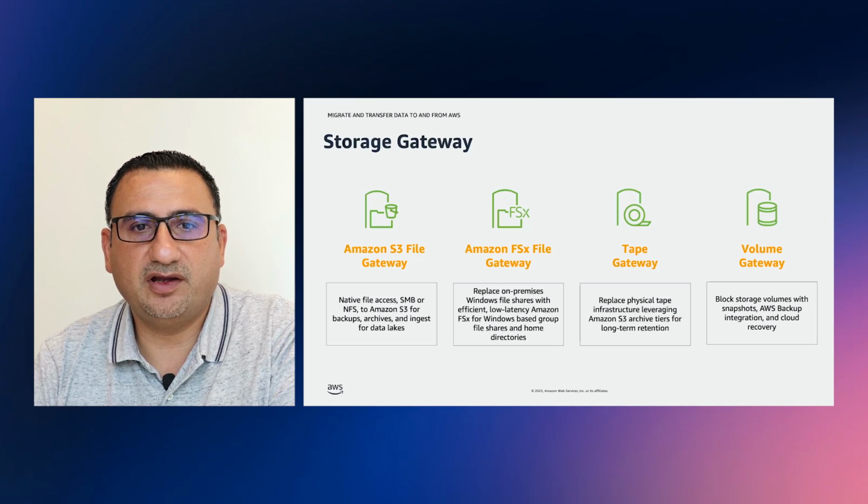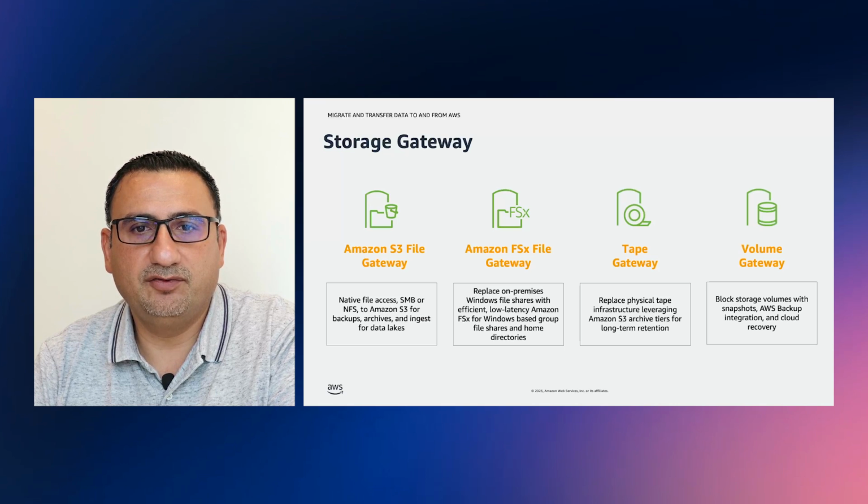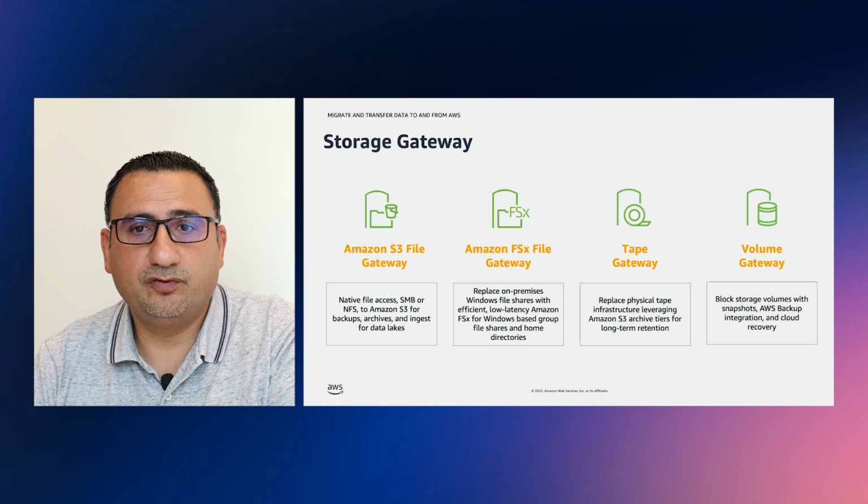Tape Gateway presents itself to your existing backup application as an industry standard iSCSI virtual tape library. It consists of a virtual media changer and virtual tape drives. You can continue to use your existing backup application and workflows while writing to a nearly limitless collection of virtual tapes. Each virtual tape is stored in Amazon S3. When you no longer require immediate or frequent access to that tape, you can actually move that tape to less costly storage such as Amazon S3 Glacier.